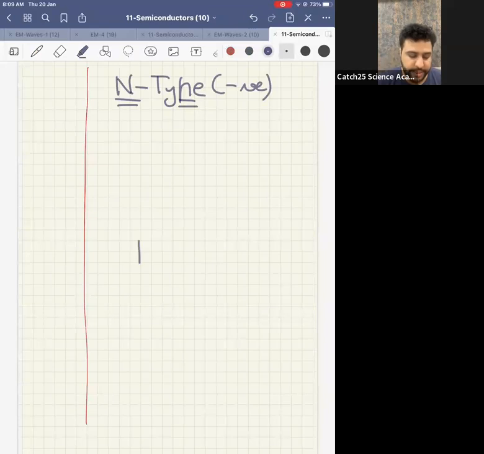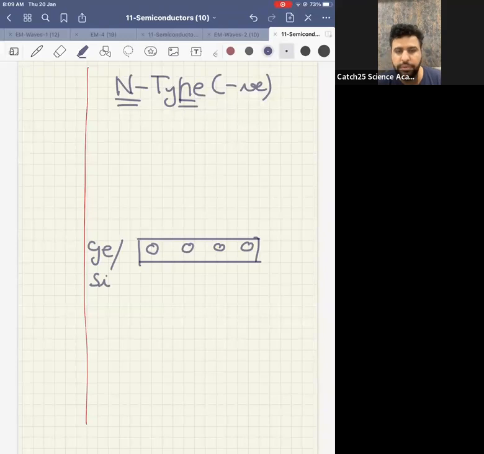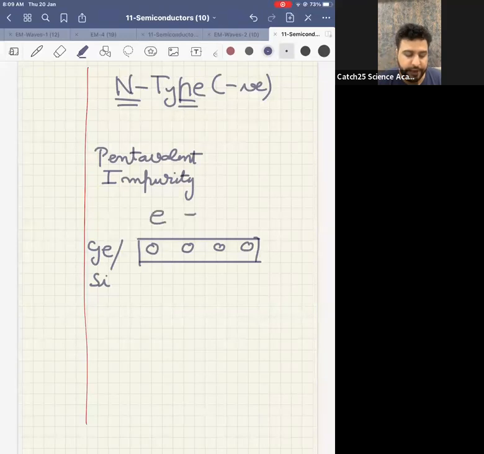So listen, first let me take germanium or silicon. If I take germanium or silicon, they will have 4 holes in the outermost orbit. Correct? Now to this, I will add pentavalent impurity. What is the meaning of the word pentavalent? Penta means 5. Therefore, pentavalent impurity is an impurity that has 5 electrons.